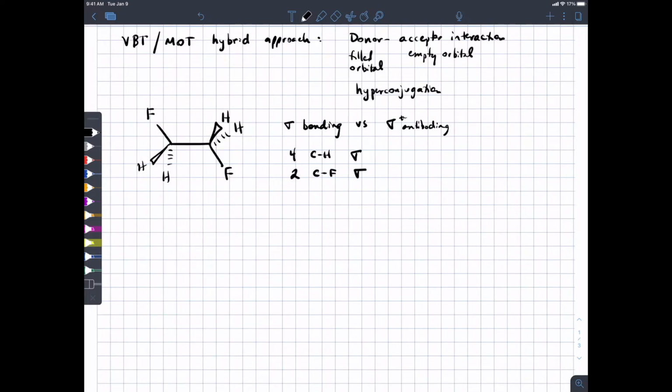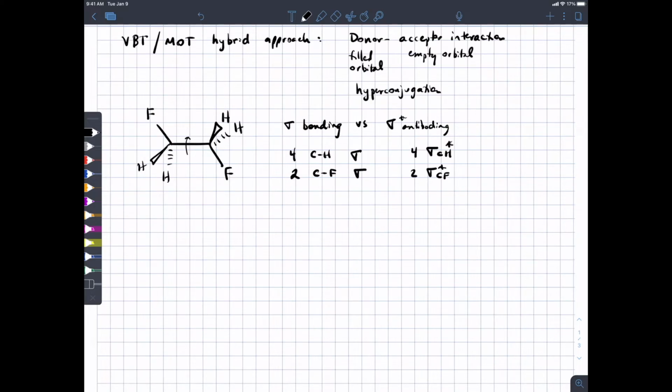Also, we have a carbon-carbon bond, but we're not involving that at all in this process, other than that it's the bond we're rotating around. And of course, if we have 4 carbon-hydrogen sigma bonding orbitals, we should have 4 carbon-hydrogen sigma star anti-bonding orbitals and 2 carbon-fluorine sigma star anti-bonding orbitals.